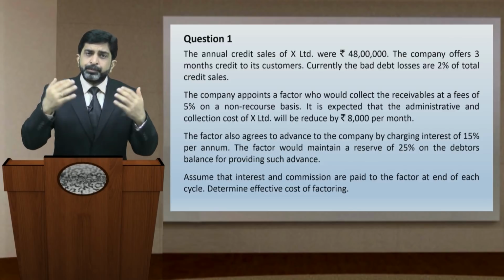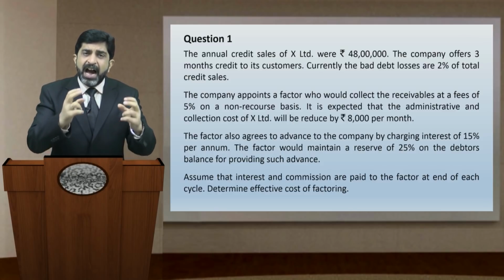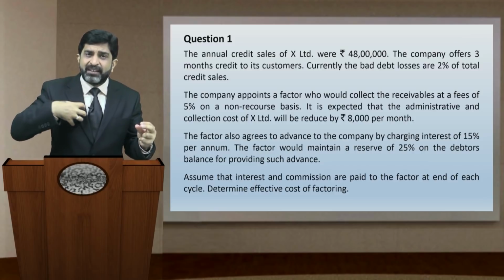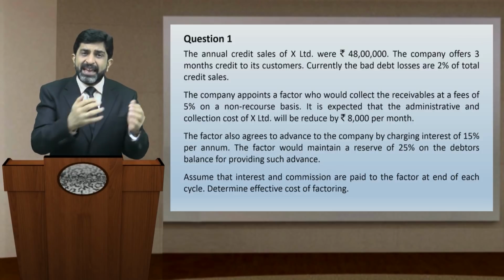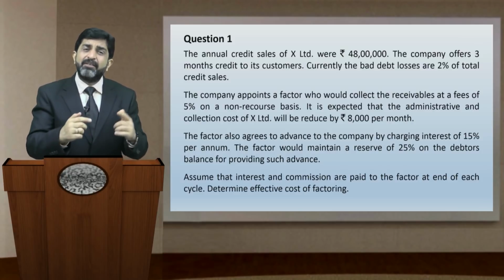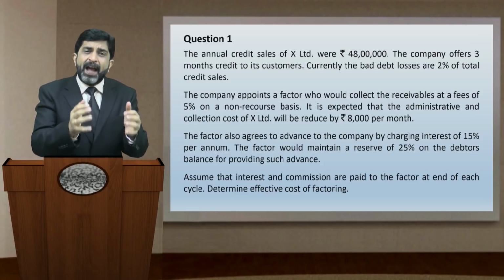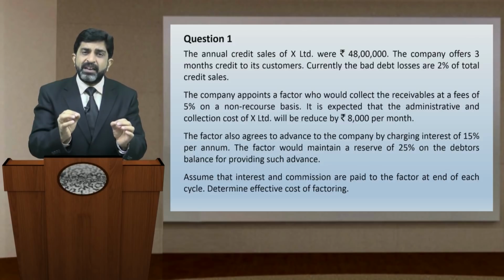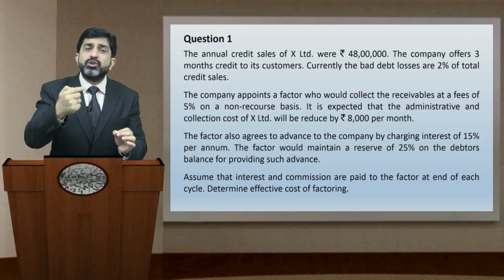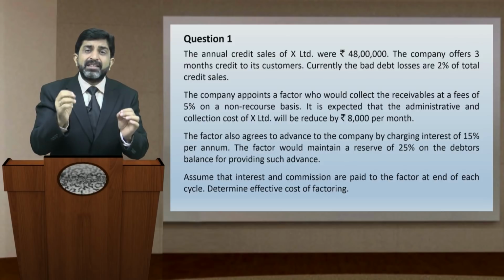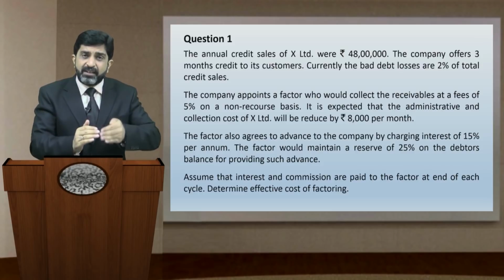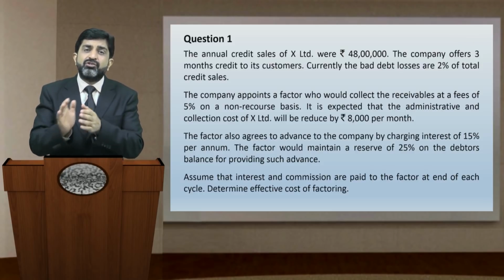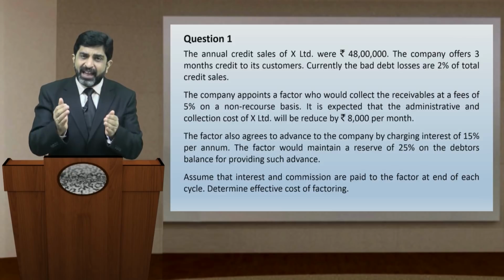Now, if I am the company, I have appointed the factor. I have asked the factor to collect this 12 lakhs for me and to give me some advance. The factor is not going to give me the entire 12 lakhs as advance. I have explained this earlier. So, the factor is going to maintain a reserve of 25%. If the factor maintains a reserve of 25% on that 12 lakhs, that will be 3 lakh of reserve, and therefore the factor is willing to advance 75% of the average debtors balance, which comes to rupees 9 lakhs.